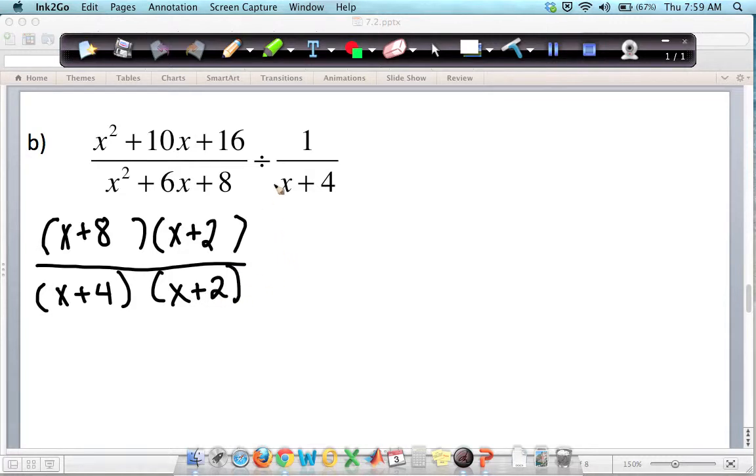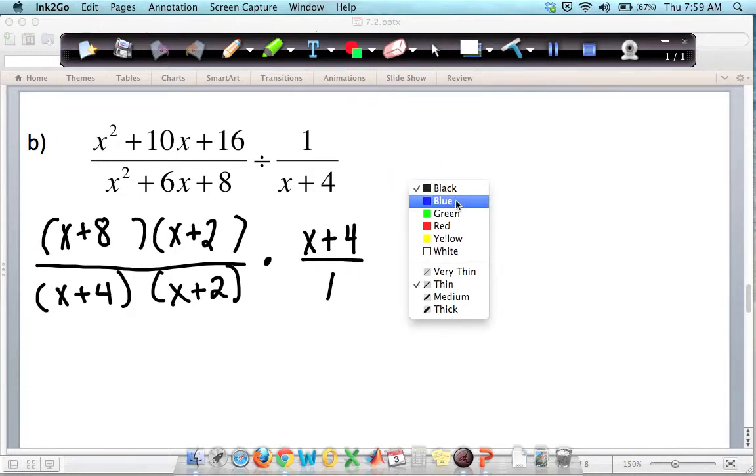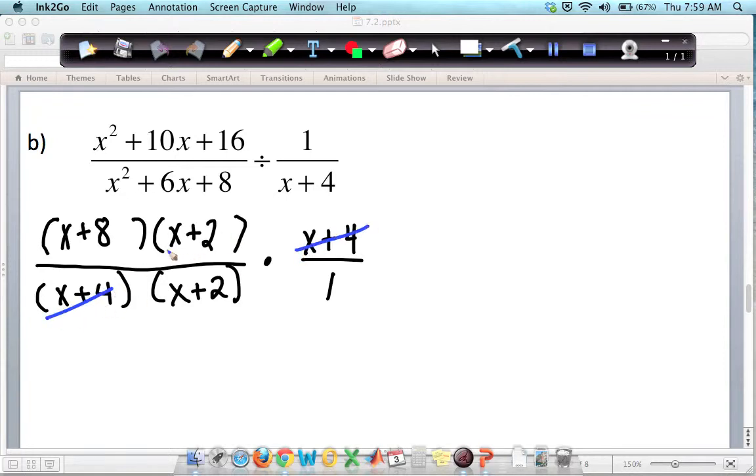Then I'm going to change this division to multiplication and flip the second fraction. And we're going to look to cancel. So I can cancel my x plus 4s, and I can cancel my x plus 2s. Multiply across, and all you have is x plus 8 over 1, but you don't need that over 1. It's just like writing 5 over 1, which is just 5. So your answer is x plus 8.